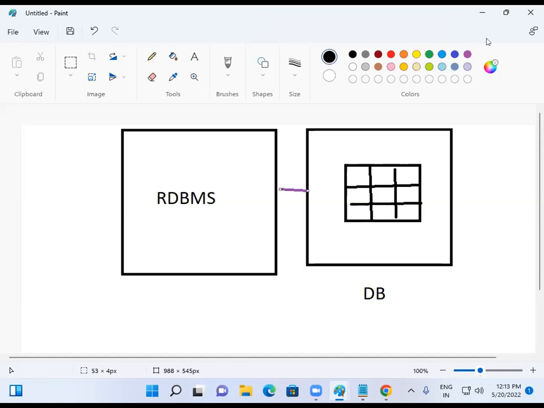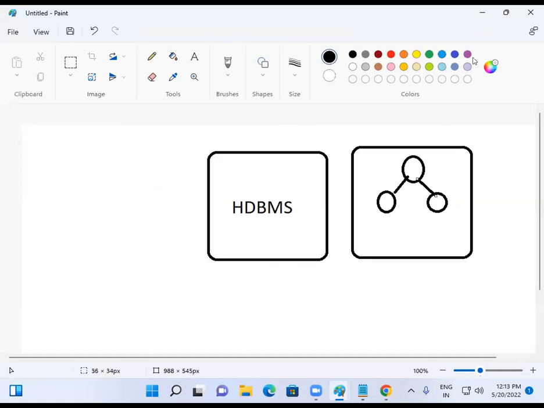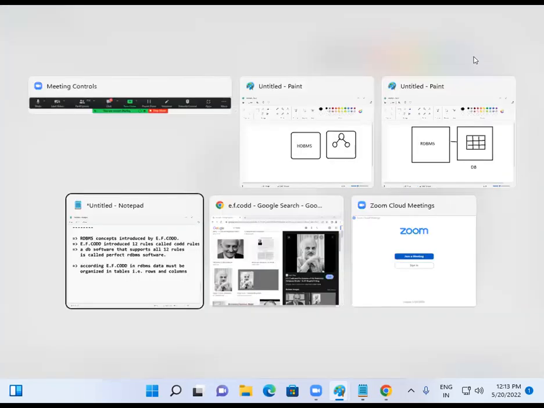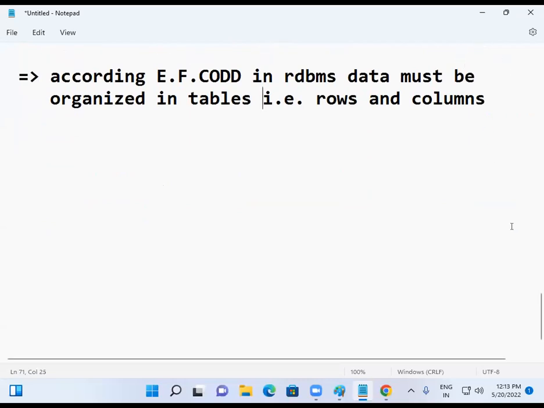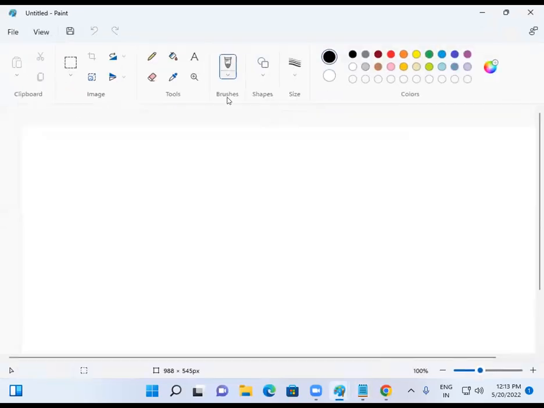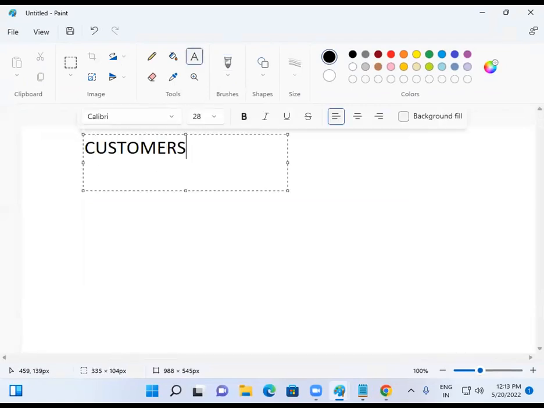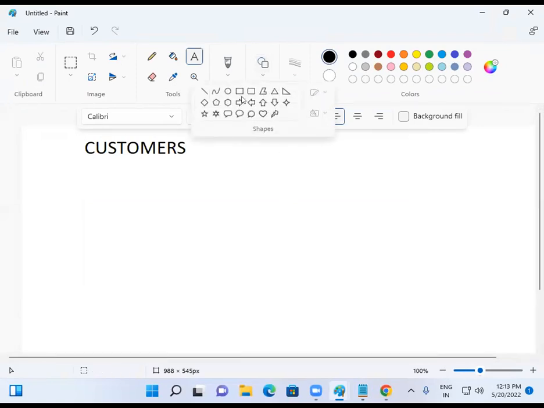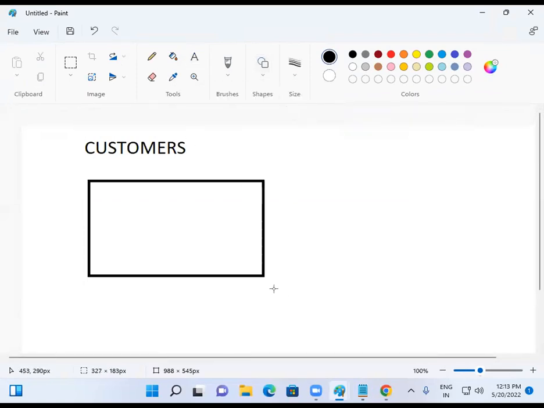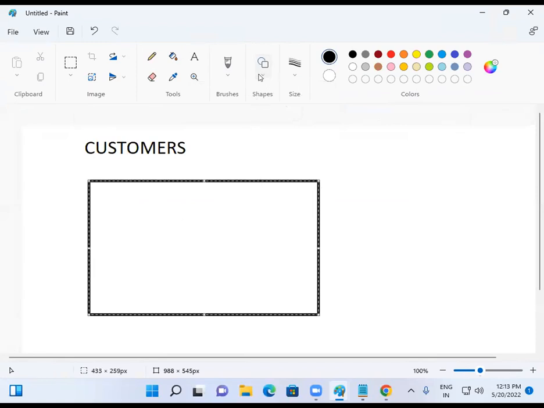Popular. And once it became popular, most of the companies introduced their own RDBMS. Okay, then. What I said is that data is organized in tables. That means rows and columns. Suppose, for example, I want to store customer data. Then how is the customer data stored? Customer data is stored like this, in the form of tables, meaning rows and columns.